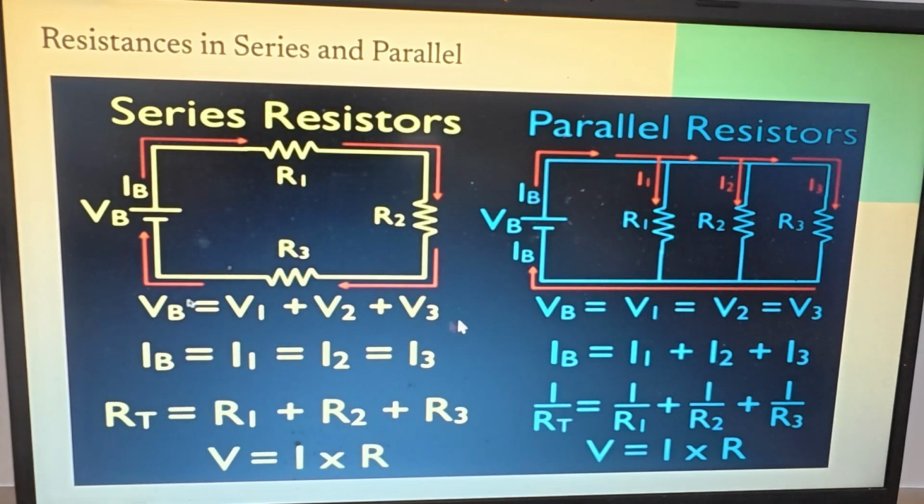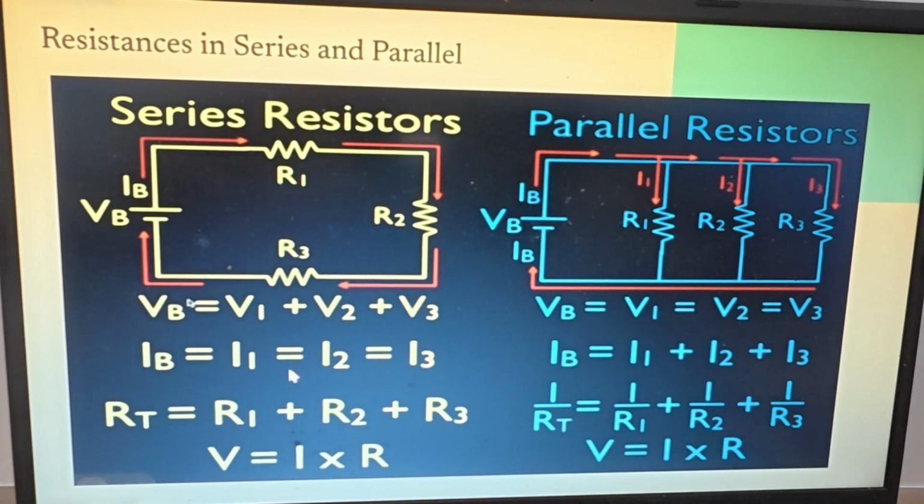Now let's look at the right side. These are parallel resistors. The resistances are in parallel. This R1, R2, and R3 are in parallel. The voltage drop going from this leg to this leg is the same as the voltage drop from here to here, here to here, because they're in parallel. The voltage difference with resistances in parallel is the same. So the voltages V1, V2, and V3 are the same.